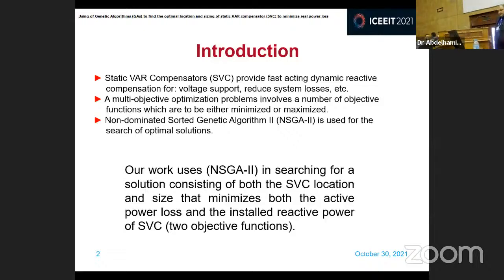Our work uses NSGA-2 in searching for a solution consisting of both the static VAR compensation location and size that minimize both the real power losses and the installed reactive power of static VAR compensation. We are talking about two objective functions.